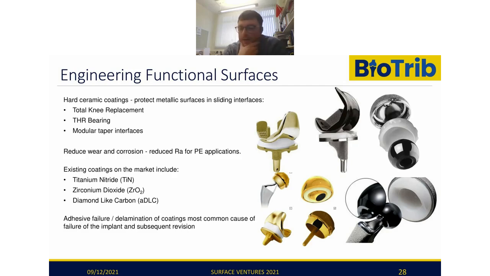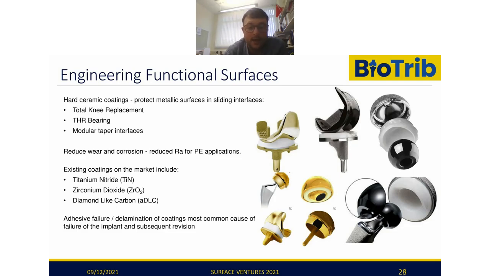So the third part, and I realize I picked up the pace a bit because we're starting to run out of time here, is really around the engineering, the functional surfaces as well. It's not a core activity, but as a side to a mechanistic understanding, we're also involved in the development of different materials, particularly coating materials, for trying to enhance the longevity of these materials. Coatings within the biomedical area do have some success.